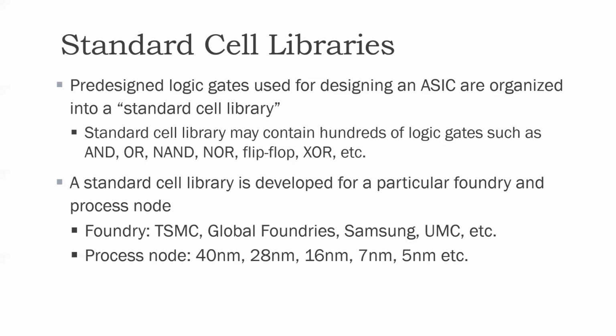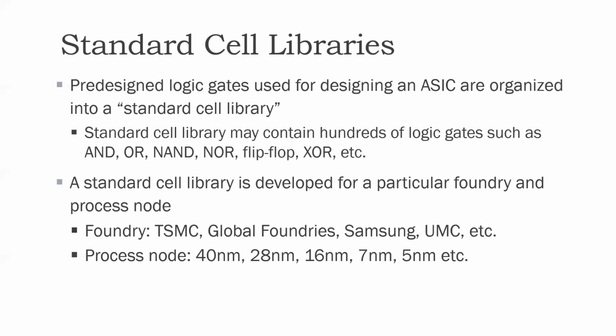In any given foundry, you would have multiple process nodes. And these are usually denoted by the minimum transistor length. So you have 40 nanometer, 28 nanometer, 16, 7, 5 nanometer, etc. These are the different process nodes that you may find in these different foundries.